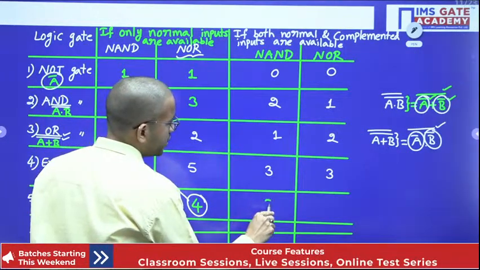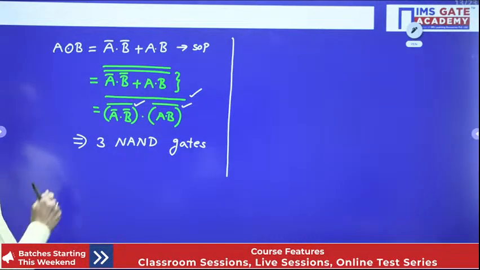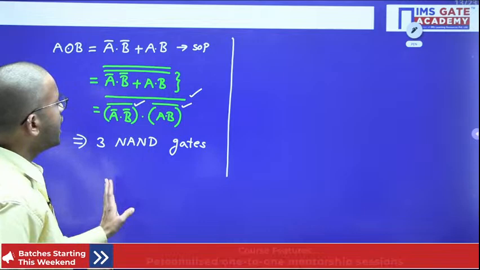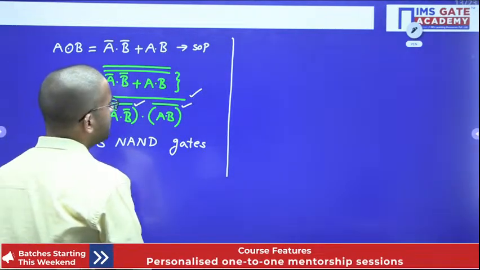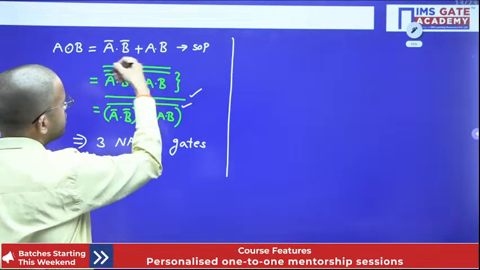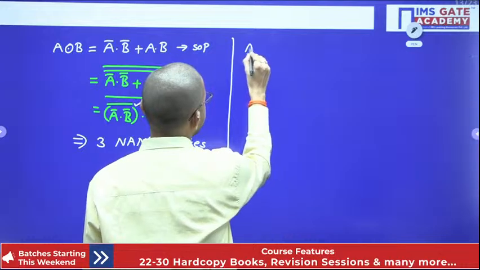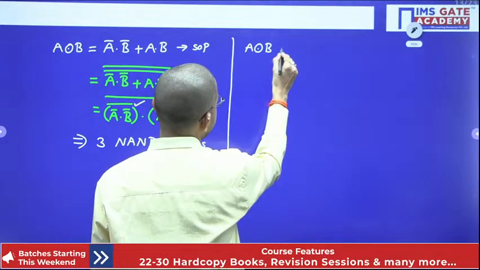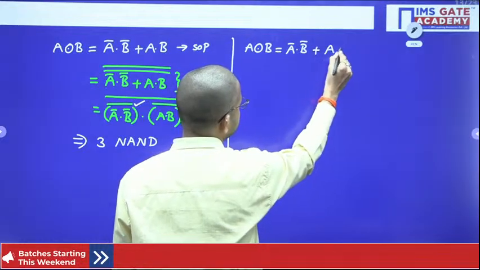We require 3 NAND gates. And similarly, let us give a try with the help of NOR gates, how many we require. So if you want to implement by using NOR gate, you have to bring the function SOP into POS. So I am writing the expression once again as it is: A bar B bar plus AB.